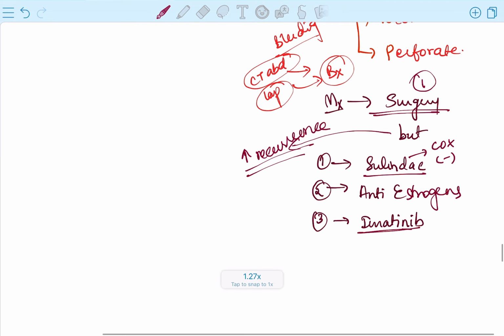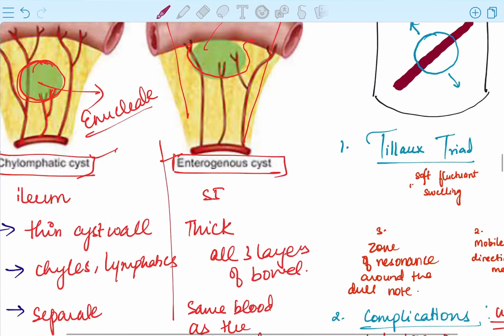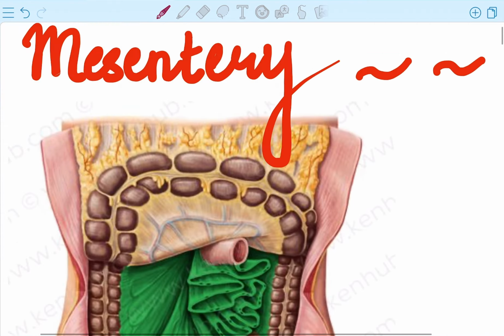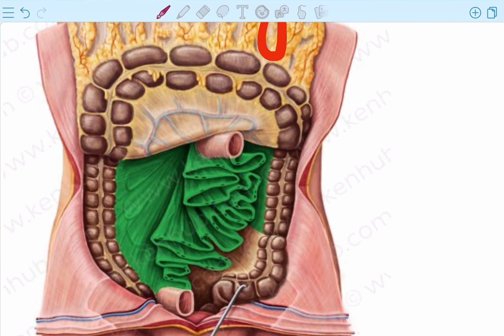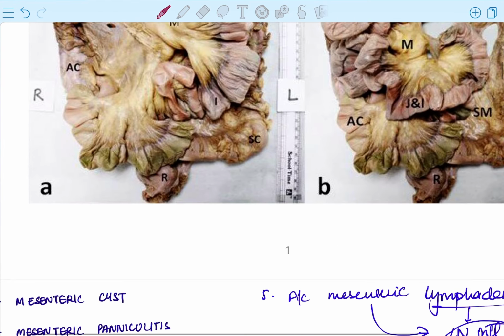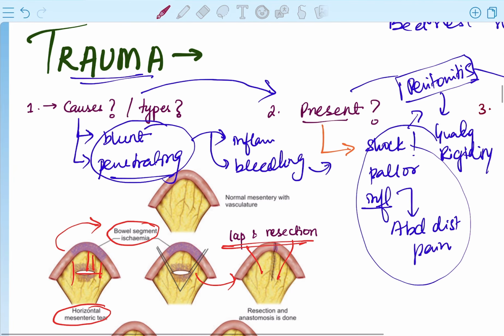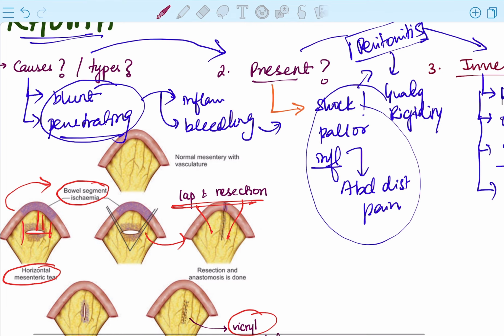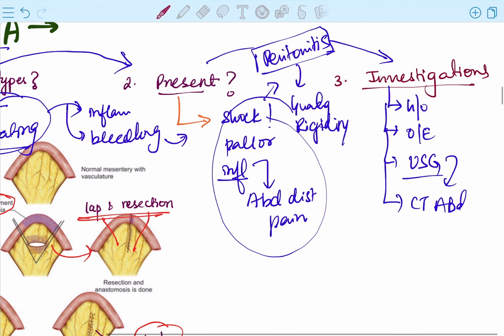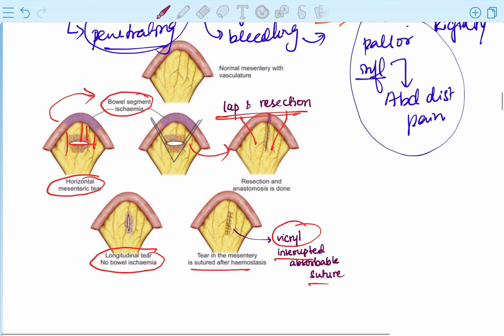Right. So let's see a summary of what we did so far. So this is the mesentery. It's the fold that connects the small intestine to the posterior abdominal wall. And we saw about mesenteric cyst, panniculitis, malignancy, and trauma. So trauma, a blunt trauma, and the patient can present with signs of peritonitis. For investigation, you are going to take an ultrasound and CT abdomen.